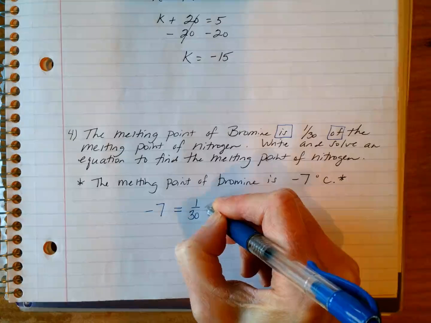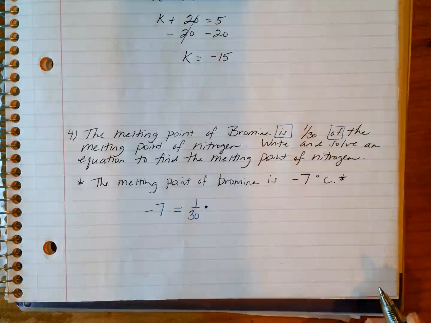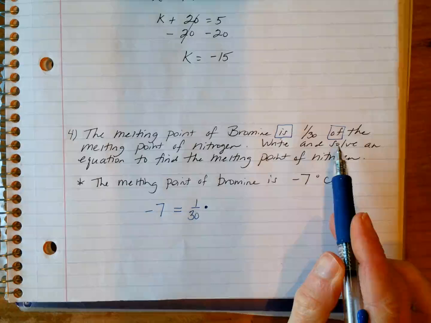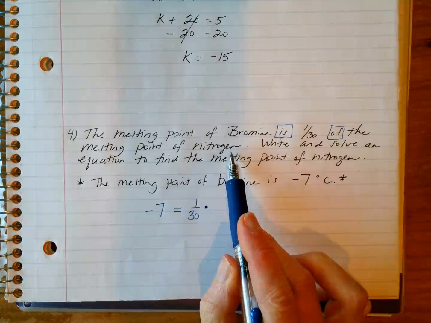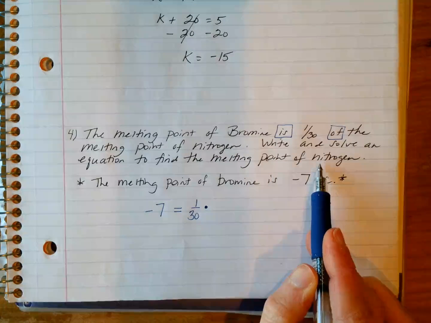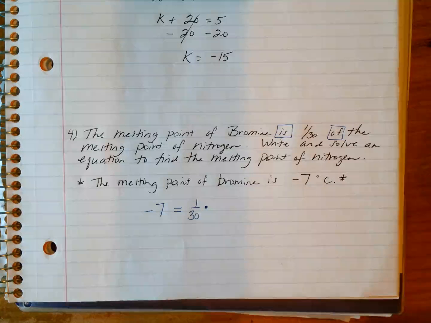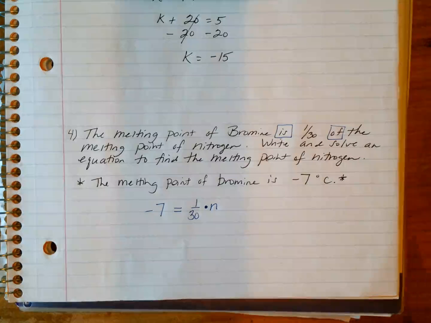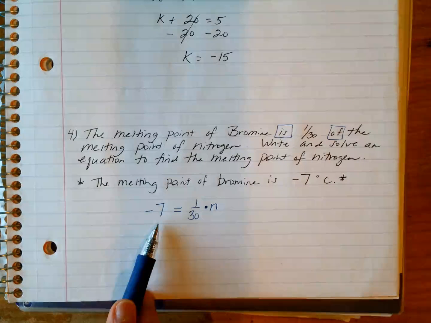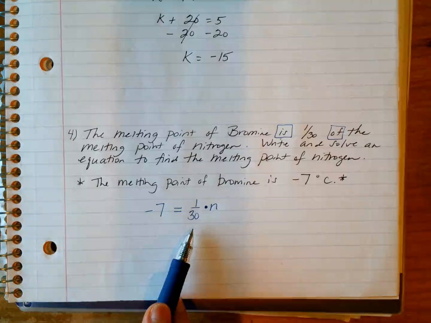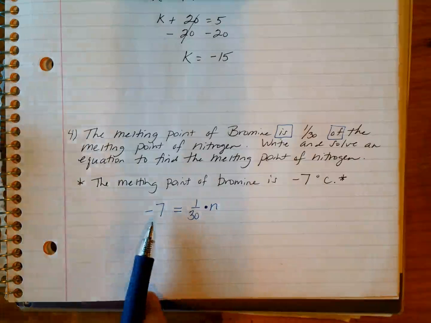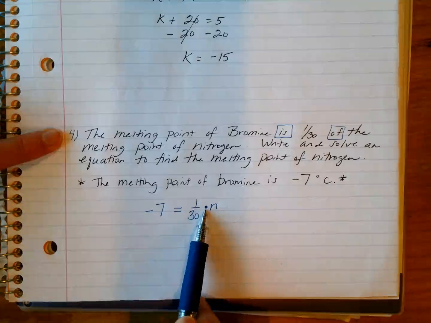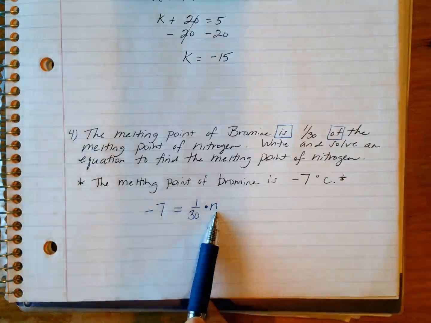You can either put your multiplication symbol here or, if it's a variable, just write it right next to that 1/30th. 1/30th of the melting point of nitrogen. We need to find the melting point of nitrogen. We don't know the melting point of nitrogen. That's what we're trying to solve. That's our variable, so I can put an n there. If we reread the question and convert that into mathematical symbols, the melting point of bromine, negative 7, is 1/30th of n, which is the melting point of nitrogen.